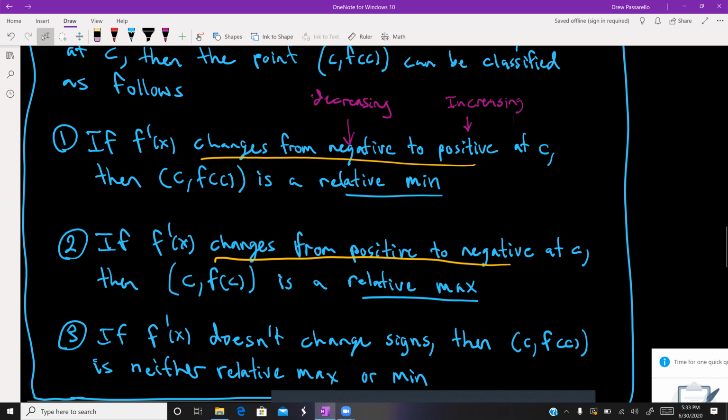Same thing as saying the first derivative changing from negative to positive. And for the second one, the first derivative changes from positive to negative. We know for the first derivative to be positive, that means the function's increasing. When it's negative, that means the function's decreasing. So you can think of it as f of x changes from an increasing to a decreasing function at c, then that point's a relative max.